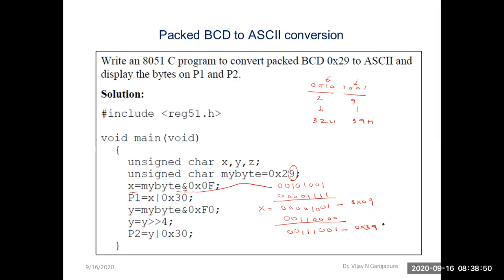Okay, and 0x39 is what? It is the ASCII code of 9. And that we are outputting to port 1. That means one part is finished. What we have done is we have converted the first BCD number, that is 1001, that is 9, to its ASCII code, that is 39, and we have outputted it to port 1. Okay, now the second number, so let me erase it.